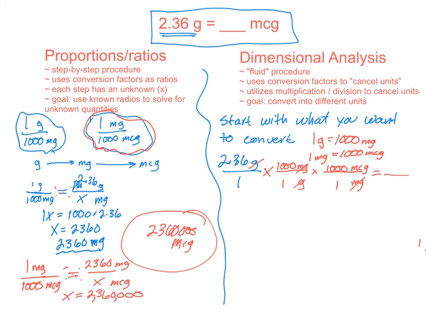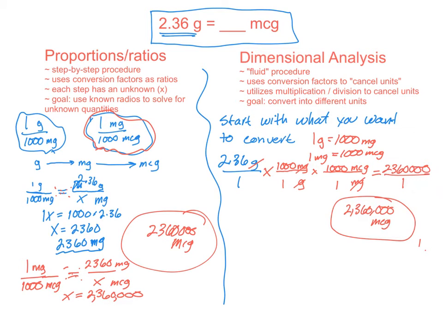What I get is 2,360,000. And then I multiply the denominators. 1 times 1 times 1 is 1. And when you divide that, you get 2,360,000 micrograms. We get the same answer, the same quantity. And that's not, I mean, we should, right? This is not, just because one does things slightly different doesn't mean we should get different answers here.